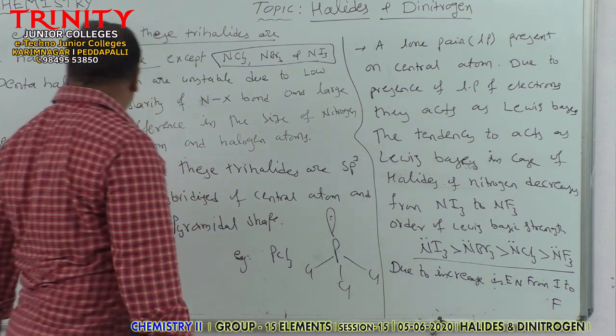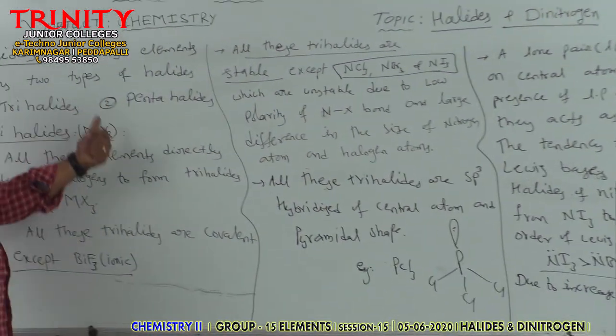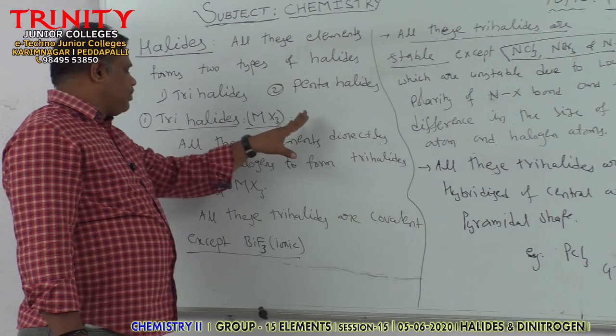So see that all these elements form two types of halides: trihalides and pentahalides.